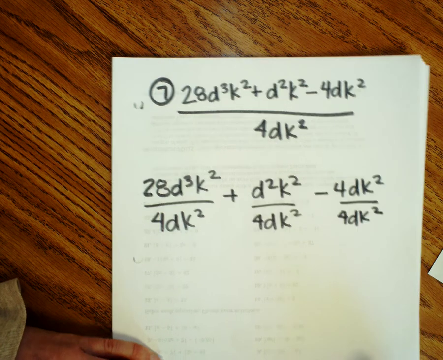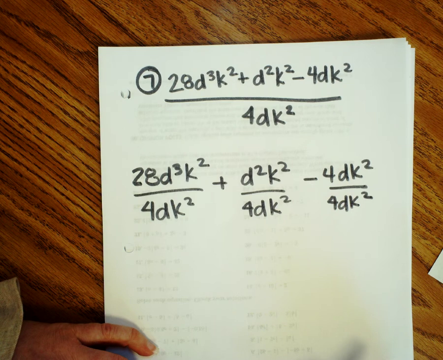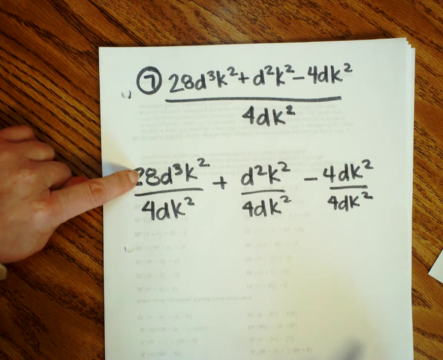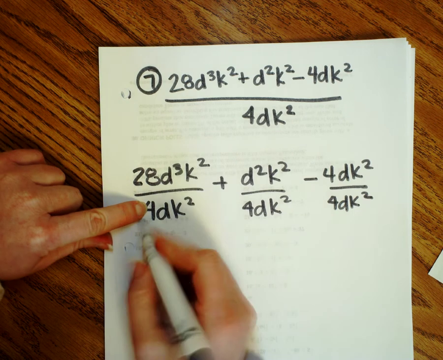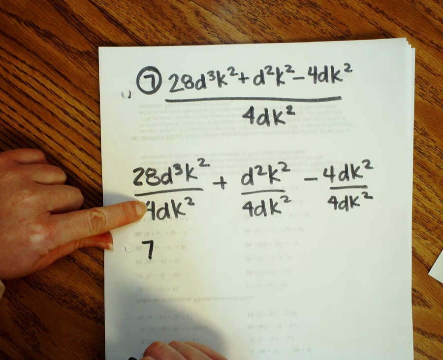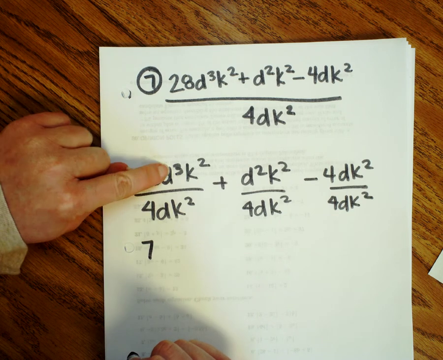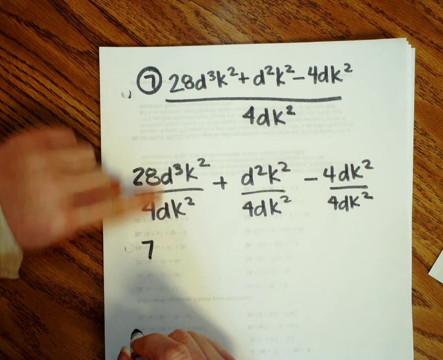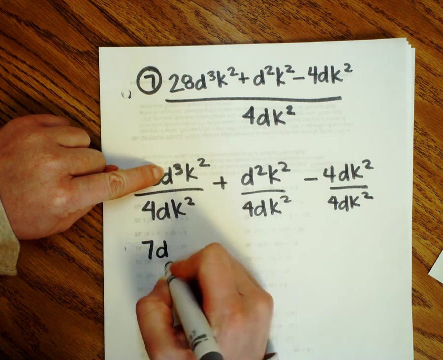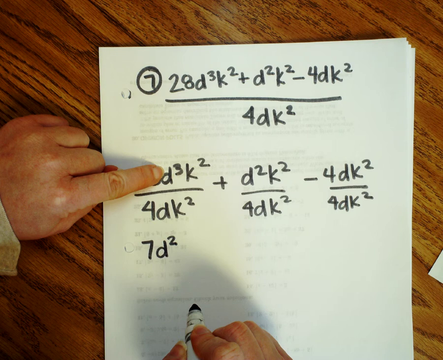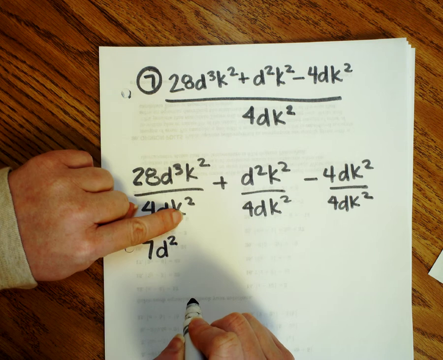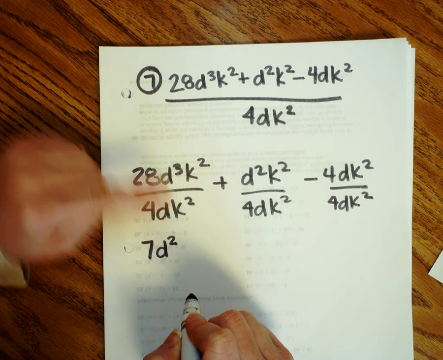And this is where I taught you to look and say, reduce the fraction number. Where do you have more? How many more? So here I've got 28 divided by 4. We all know that's 7. I have 3 D's on top and 1 D on bottom. That means I have more on top. How many more? 2 more. Where do you have more K's? You have 2 on top and 2 on bottom, so they're equal, so they cancel.